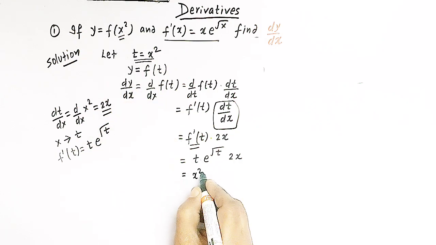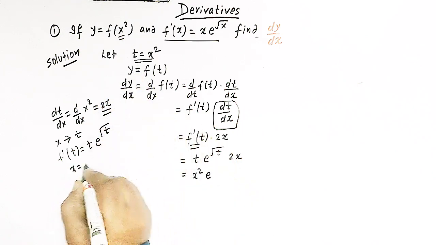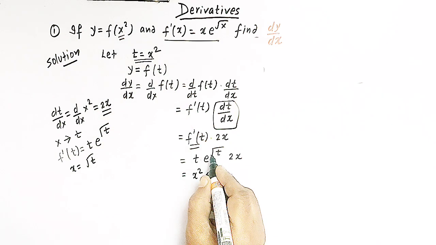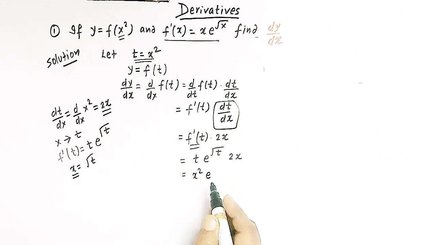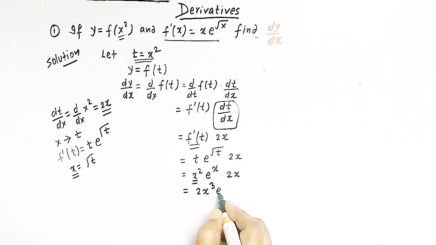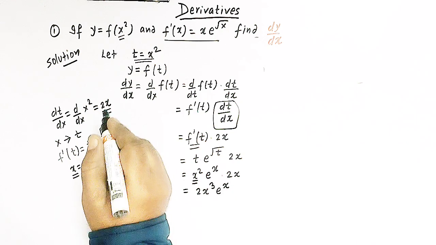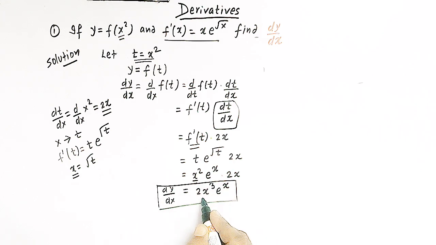So we have x square for t, and here we can also write x is equal to square root of t. So square root of t can be replaced by x due to this expression. So here we have simply e raised to x, and here we have 2x. So now multiplying x square and 2x, we have 2x cube, and here we have e raised to x. So the derivative of y with respect to x is given by this expression, that is 2x cube e raised to x.